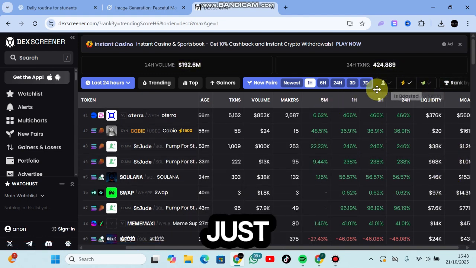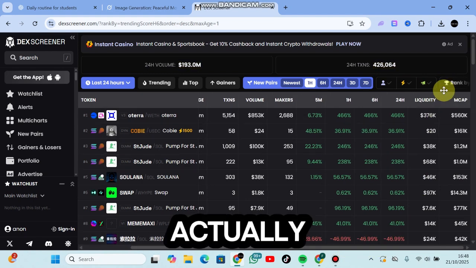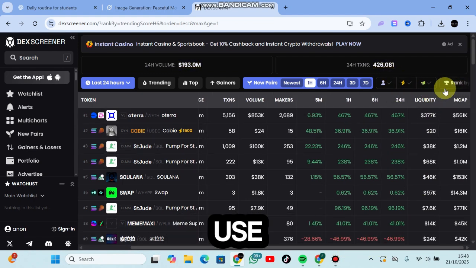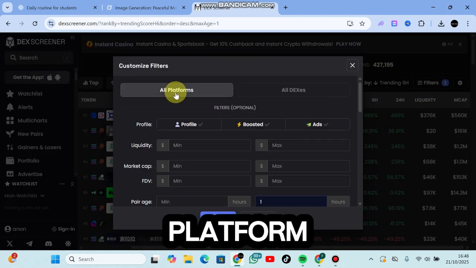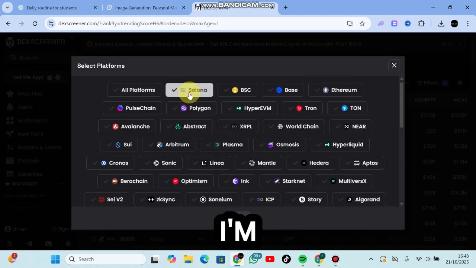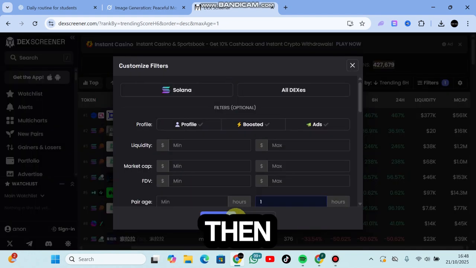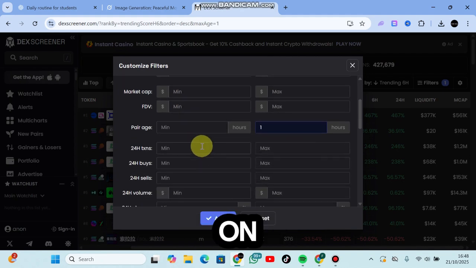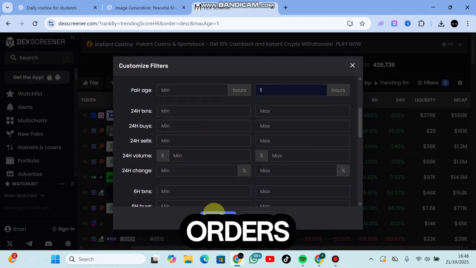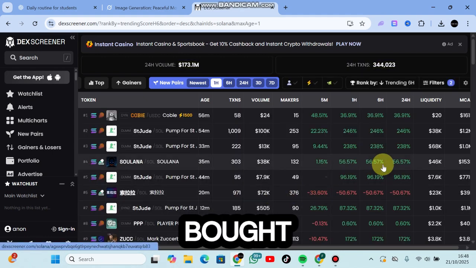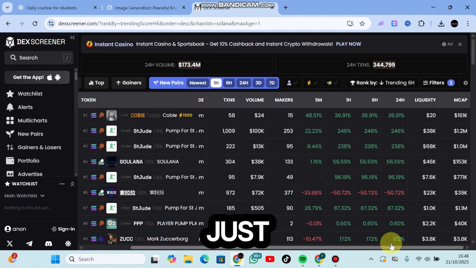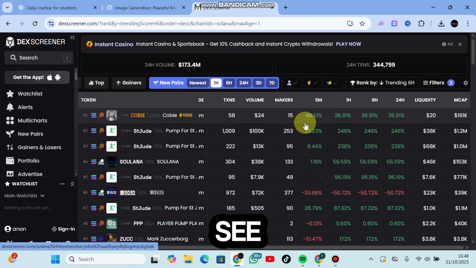So I just think the best thing I would do right now is simply use filter. I'm going to use filter. Click on filters. Click on all platform. I'm going to click on Solana because I'm trading Solana meme coins. Then I'm going to click on, okay, let me just leave these others. I'm going to click on apply. So if I do this, I'm just checking to see if I can see any good one that I can buy.